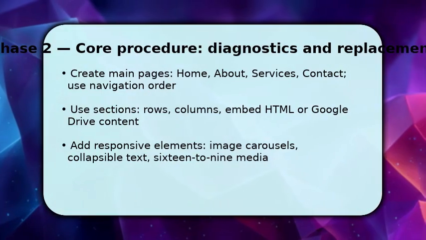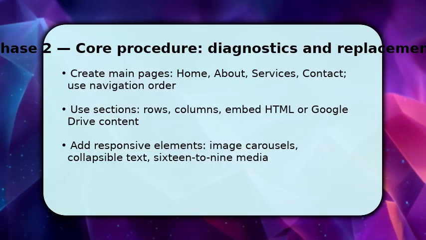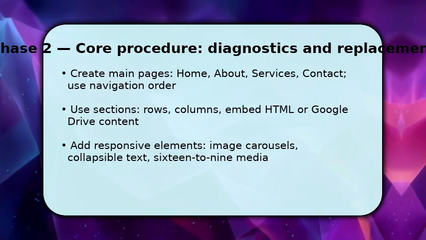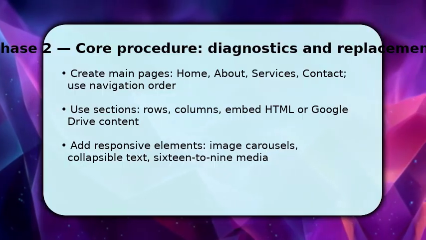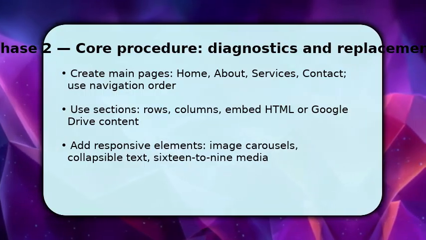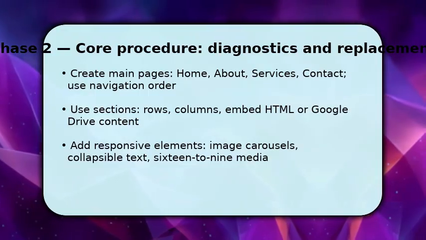Next, construct the site. Add main pages and lock in navigation order so visitors flow naturally. Use section layouts, rows, and columns to balance text and visuals. This keeps pages readable on mobile and desktop. Embed Google Drive files, videos, or custom HTML snippets where interactive content is needed.